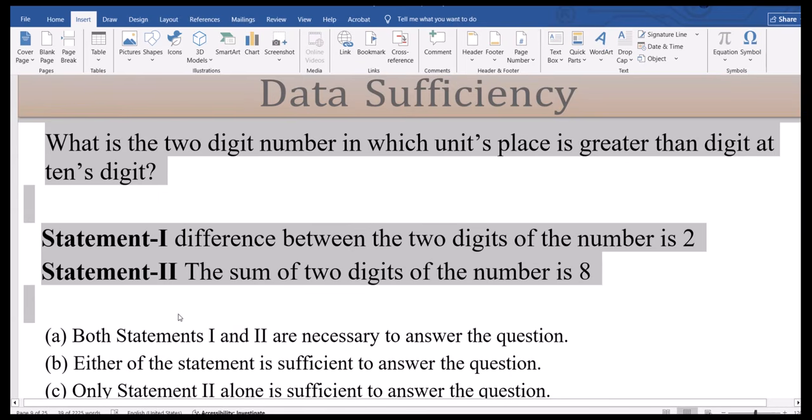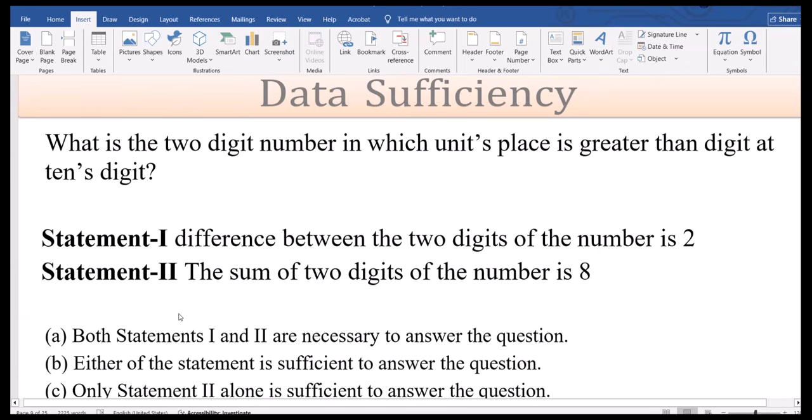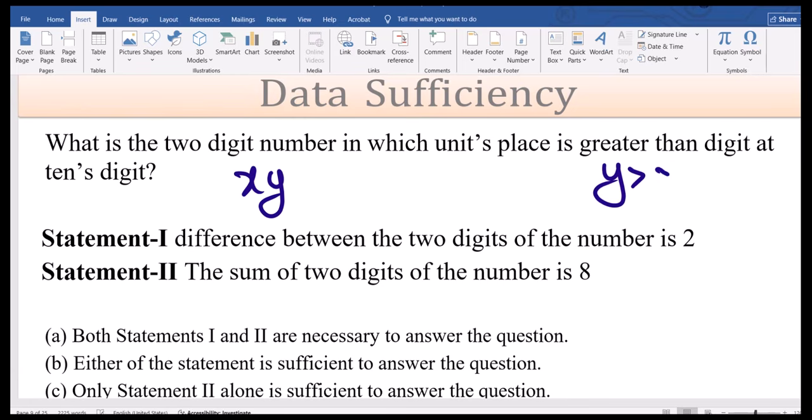What is the two-digit number in which units place is greater than the tens digit? Two-digit number xy. You have to calculate the two-digit number. They mention units place is greater than tens digit, y is greater than x. There are a lot of numbers available. Y greater than x means it can be 13, 14, 23, 47. A lot of things will come.